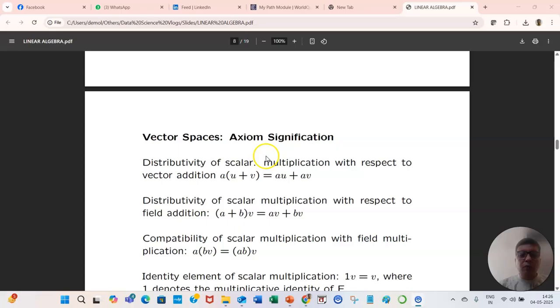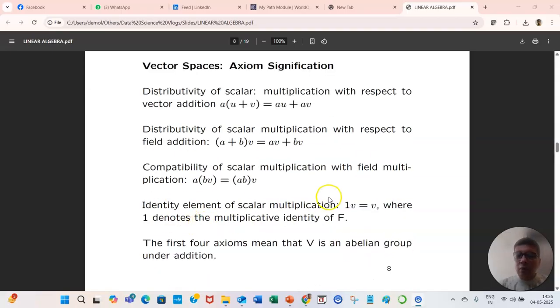Then we have distributivity of scalar multiplication with respect to field addition, compatibility of scalar multiplication with field multiplication, and identity element of scalar multiplication: 1 times V equal to V, where 1 denotes the multiplicative identity of F. That's another operation, multiplication. Together with addition and multiplication, the real line forms a field. That's why it is called field operation. The first four axioms mean that V is an abelian group under addition.